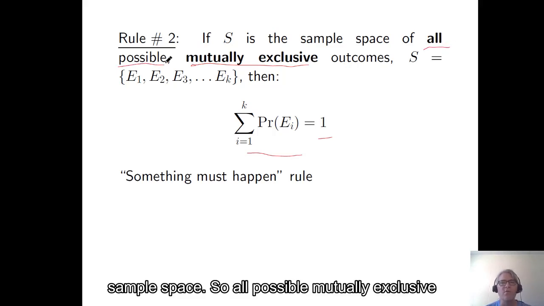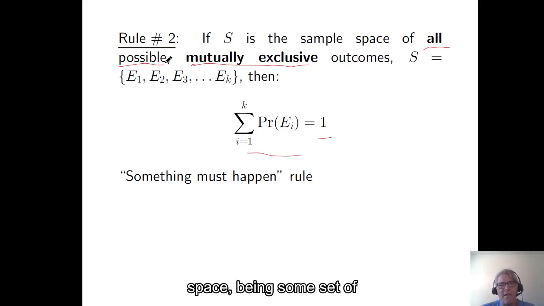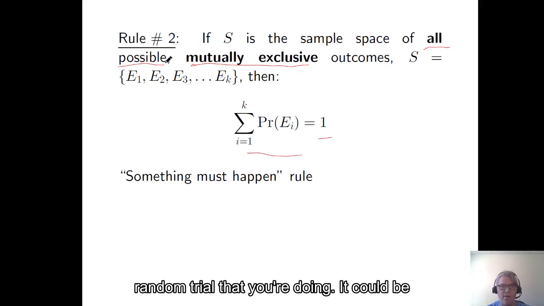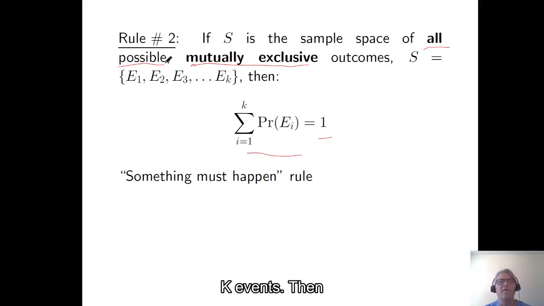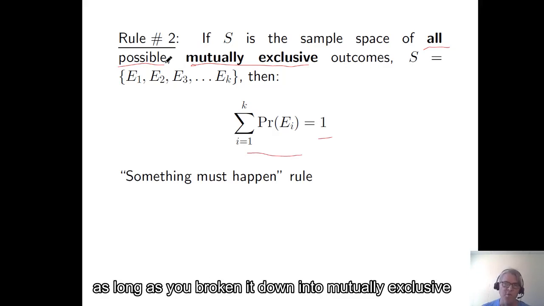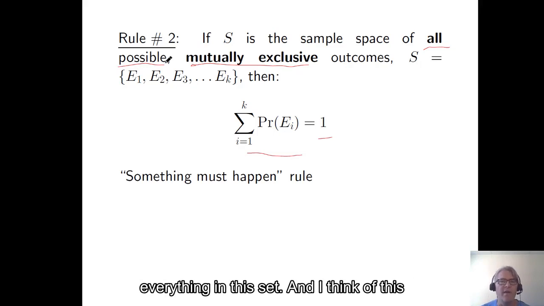So all possible mutually exclusive events. If you think of the sample space as being some set of events, it varies depending on the type of random trial that you're doing. It could be k events here. Then those probabilities are going to add up to 1, as long as you've broken it down into mutually exclusive possibilities that cover everything in the set.